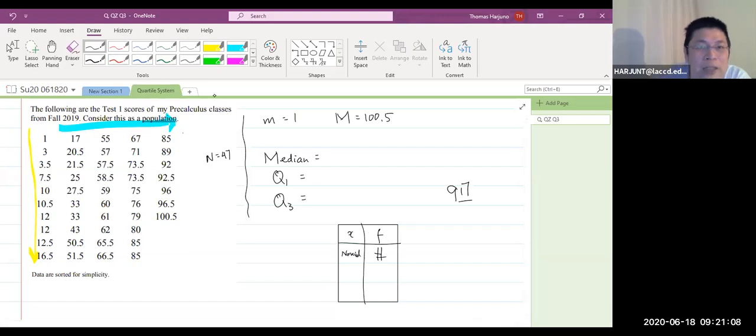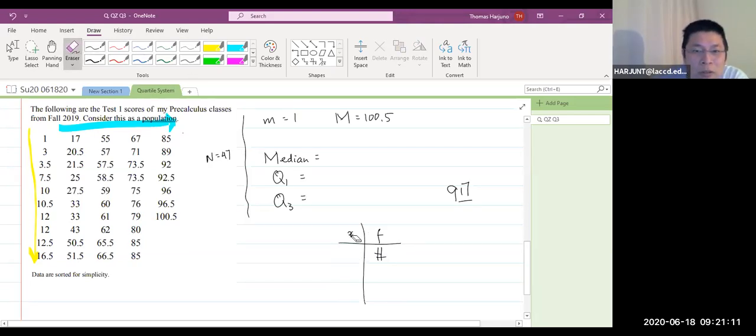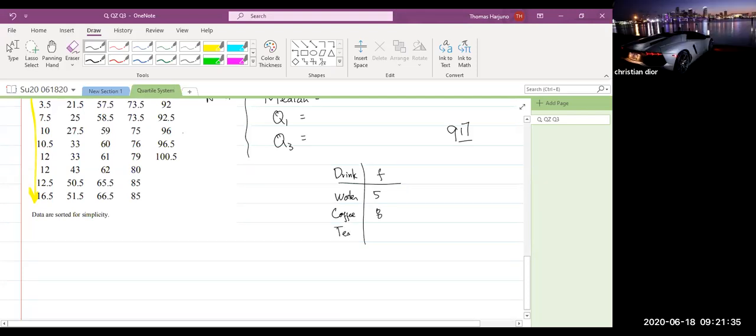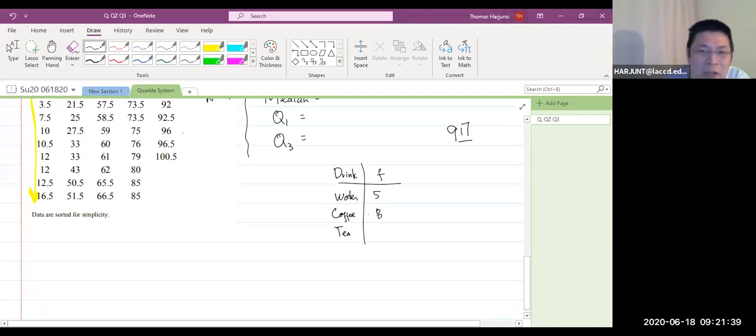So for example, let's say we have drink and frequency. Water, let's say there are 5 of us, and then coffee, let's say 8 of us, and then tea. Chai is tea, right? Let's put it as tea because there are different types of tea. Let's say there are 7 tea, and then nothing, let's say 6 of us. A total of 26.